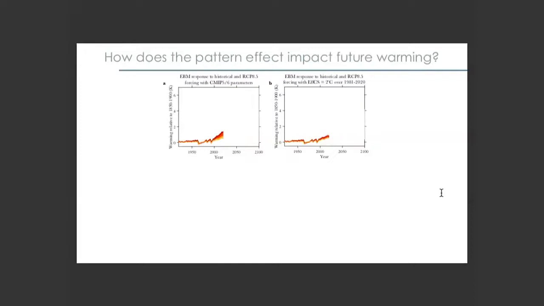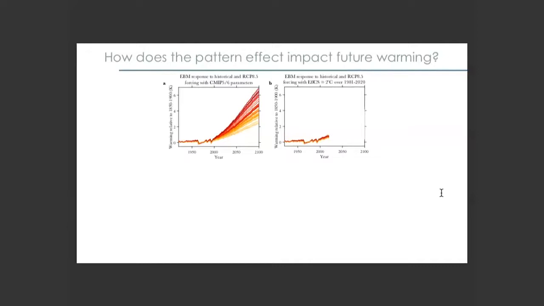However, if you then project into the future without fiddling with the feedbacks, you get this huge spread in future warming coming from the very high to very low climate sensitivity models. But now we can start thinking about thought experiments of what if the pattern effect persists? So what if that effective sensitivity of 2 persists all the way to 2100?